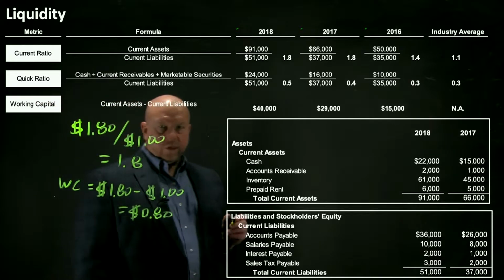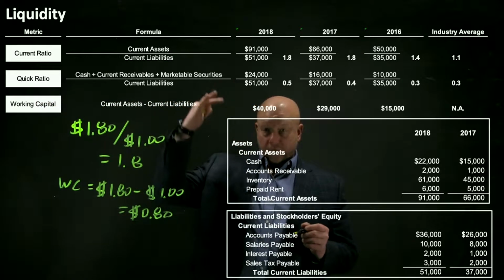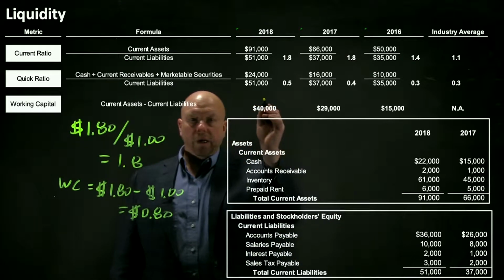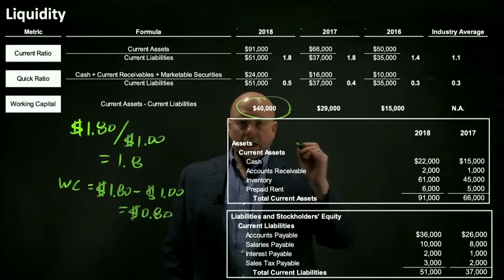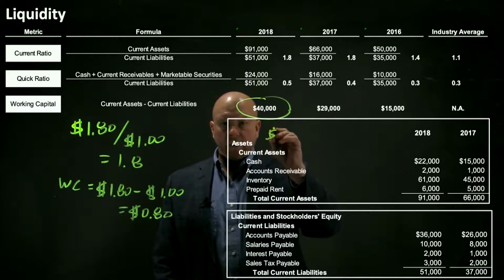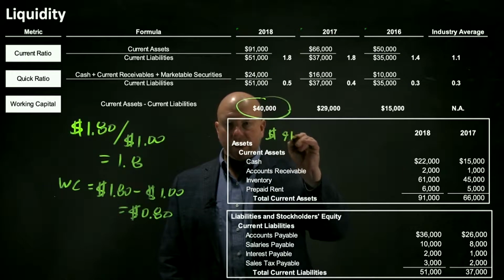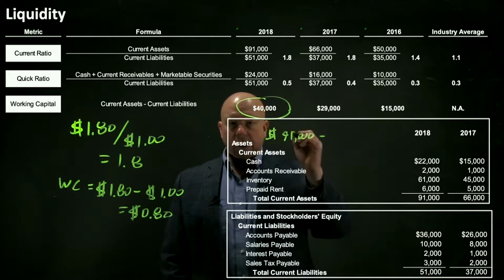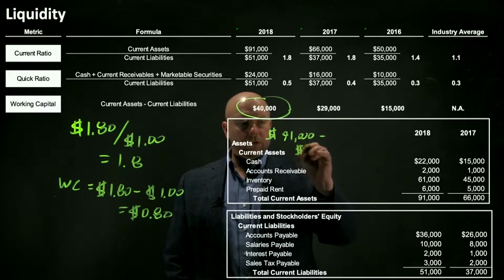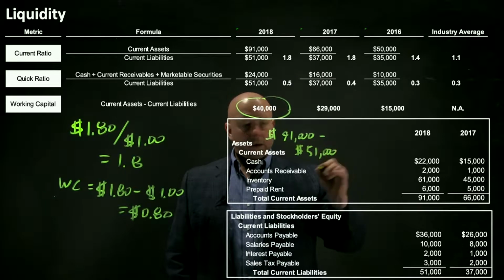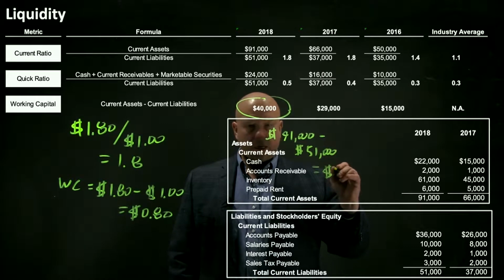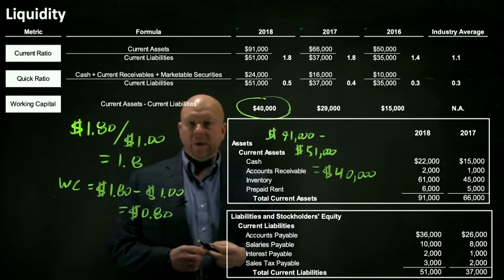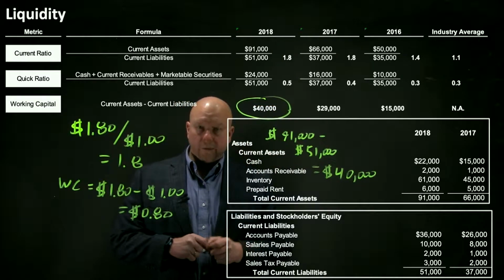That's why you really have to look at the working capital in concert with the current ratio and/or the quick ratio. Just take a look at it right here. For 2018, our current assets were $91,000 at the end of the year. I'm just grabbing that from below here. And our current liabilities were $51,000. Nothing too complicated with the math on this, folks. The difference between those two is $40,000, and that's the magnitude of your working capital.